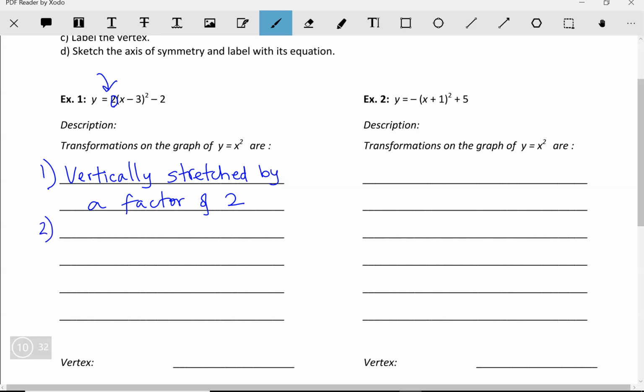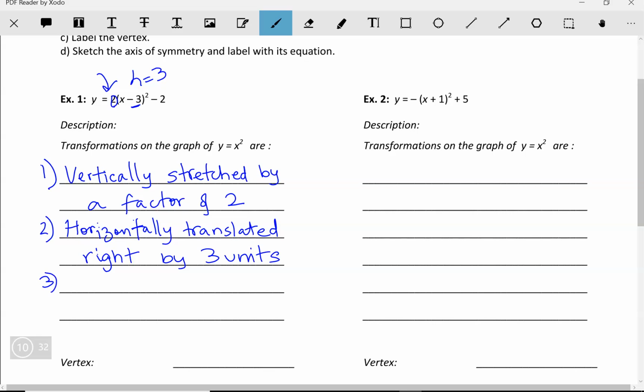Next, we're going to look at our translation. It doesn't matter which order. I'm just going to do the horizontal one first. Again, x minus 3. So our h value is actually equal to positive 3. So I'm moving it right. So it is horizontally translated right by 3 units, or horizontally translated 3 units to the right, same thing.